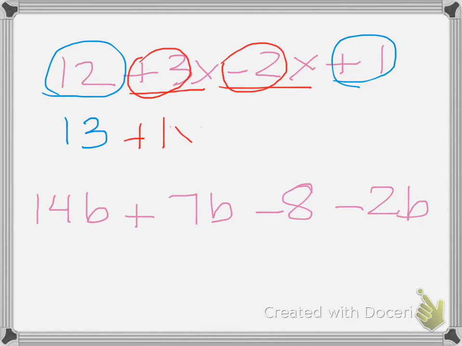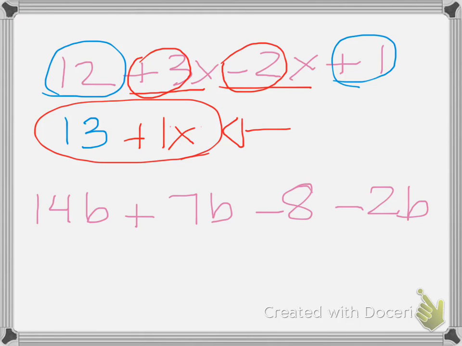So my final answer is 13 plus 1x. I can't change that into 14x because the 13 doesn't have an x. So they're not friends. They can just be in the same expression. So sometimes that is what your answer is going to look like.